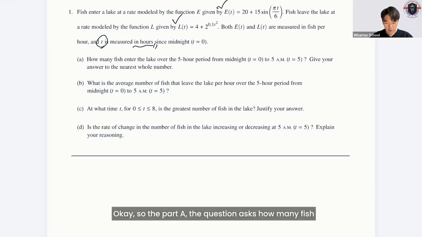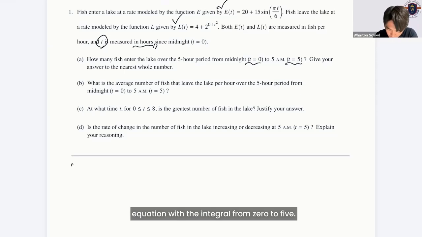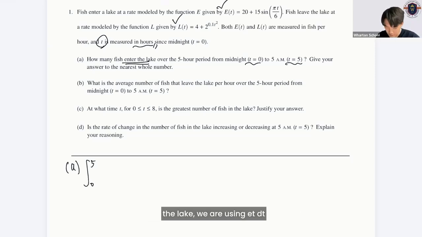Okay, part A asks how many fish enter the lake over the 5-hour period from midnight to 5 a.m. So we are measuring from t = 0 to t = 5. We have to aggregate all the fish that entered from midnight to 5 a.m. So we can set up the integral from 0 to 5, and since we're calculating the fish entering the lake, we use E(t) dt.